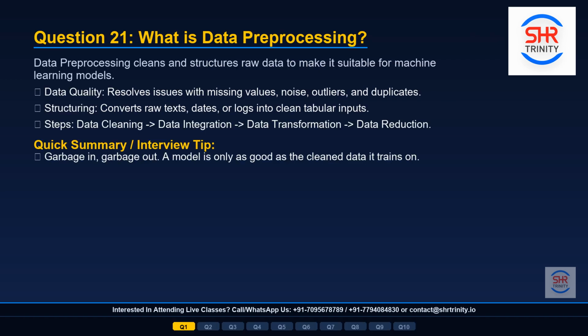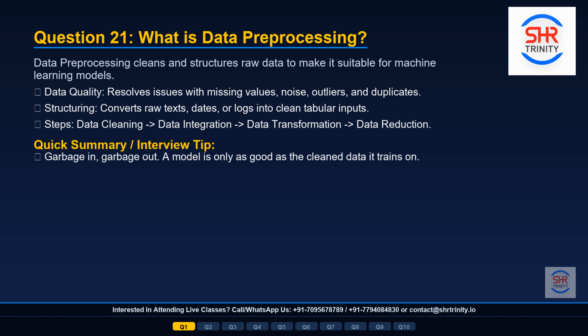Question 21. What is data preprocessing? In any data science project, raw real-world data is almost always messy, incomplete, inconsistent, and filled with noise. If you feed this raw data directly into a machine learning algorithm, you will get poor results, a concept famously summarized as garbage in, garbage out. Data preprocessing is the systematic phase where we clean, transform, and structure this raw data into a clean format suitable for models. The preprocessing pipeline consists of 4 major steps.